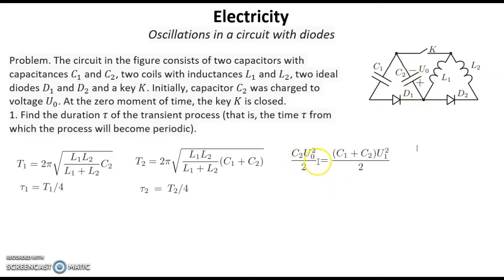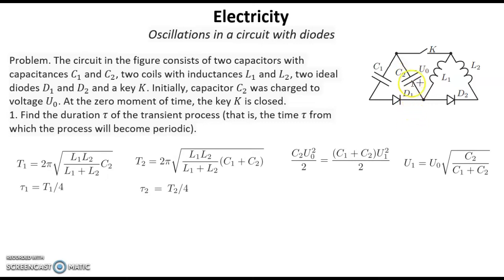That's the formula. We have the total energy in the beginning on this capacitor and on the second capacitor, and that is equal to the full energy on both these capacitors. So we can calculate the total maximum voltage on this second capacitor. We can call it U1. So that's the voltage on this second capacitor when we have zero current here, maximum charge here.